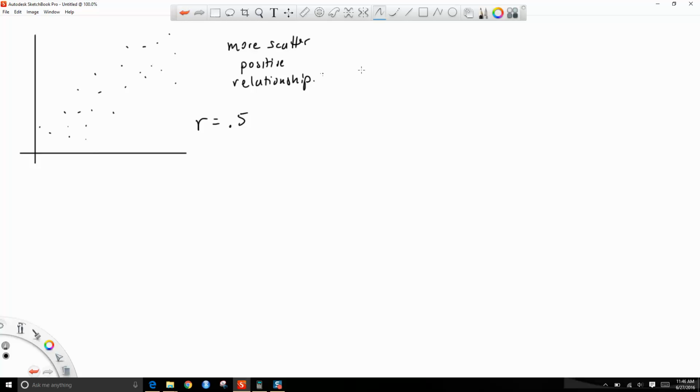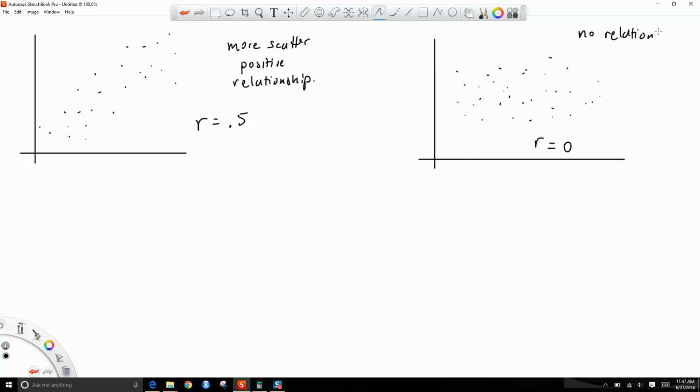Okay, and this continues until you basically get down to no relationship, so neither positive nor negative, something like this. And so here we would have R equal to 0. So no relationship, neither positive nor negative.